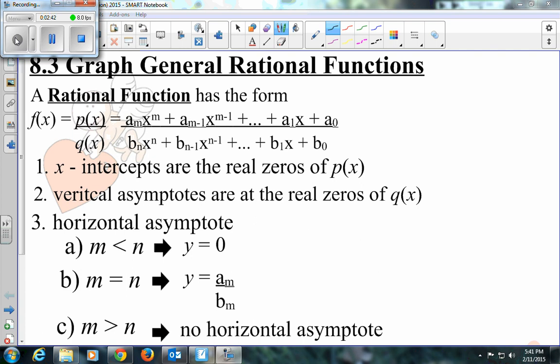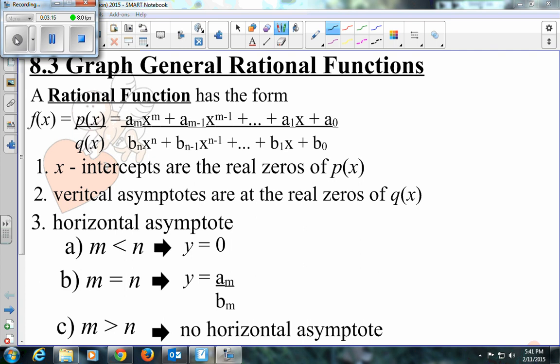Okay. The third part is where it gets a little bit tricky. The horizontal asymptote has three different possibilities. First, if the m is less than n. Okay, so let's look at what that means. That means that the degree of the polynomial on the top of the function is less than the degree of the polynomial on the bottom of the function. Then if that happens, then y equals 0 is the horizontal asymptote.